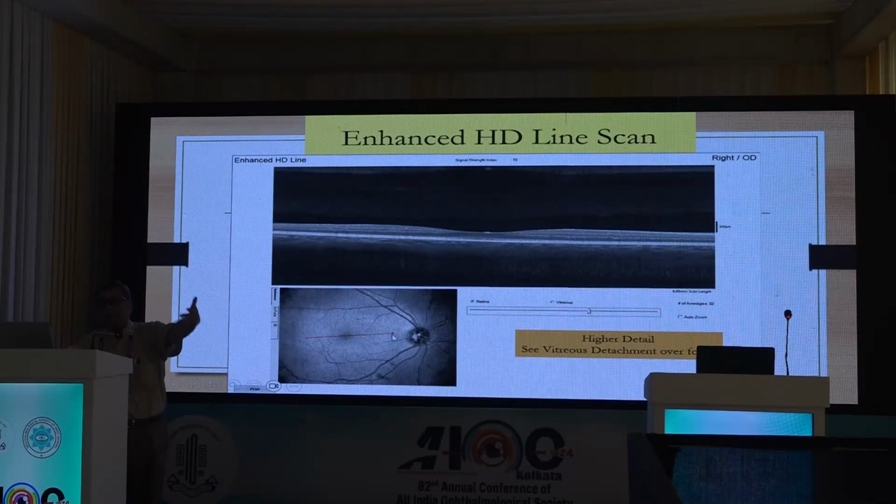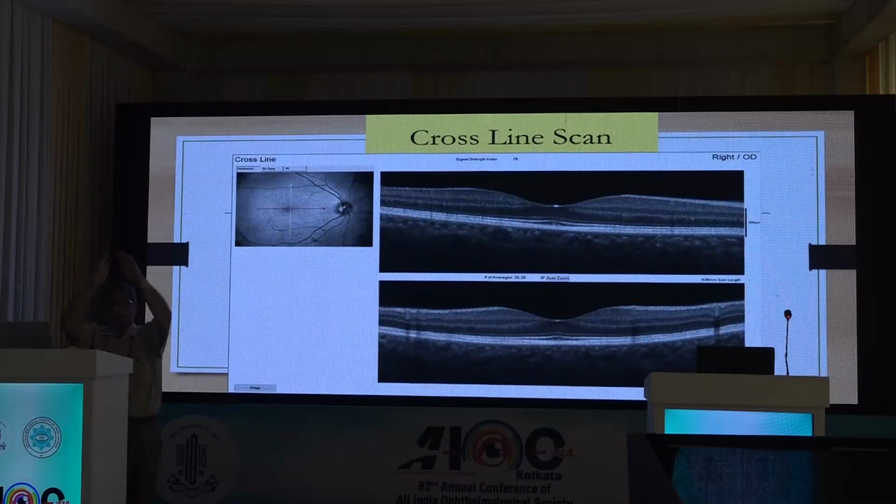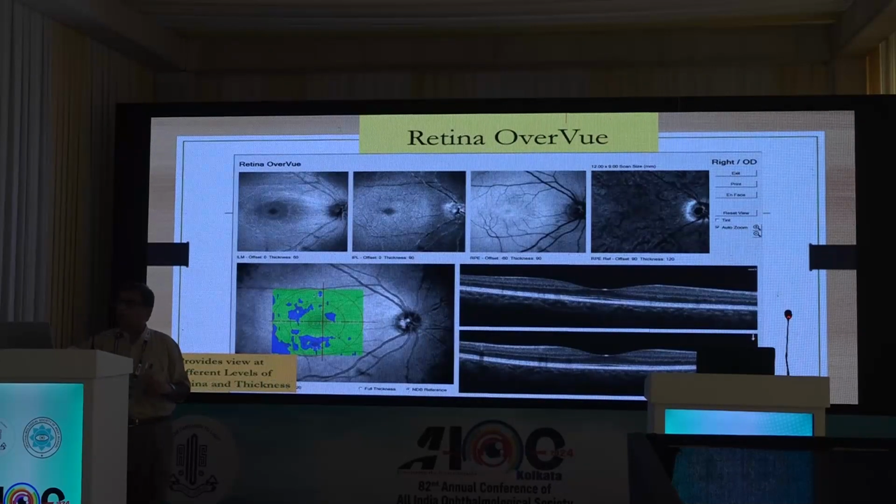You can even have an enhanced line scan. Suppose you want to see a particular area very clearly. So here, only this particular line, it shows you in more detail. But you want to see the entire retina up and down, so you use a cross line scan. So at least up and down you see. But again, you could miss something, you could miss a lesion on the sides. So we then prefer to do not just the line scans, but also an overview. You see the en-face image and see what is happening at every level, at the level of the ILM, at the level of the RPE.